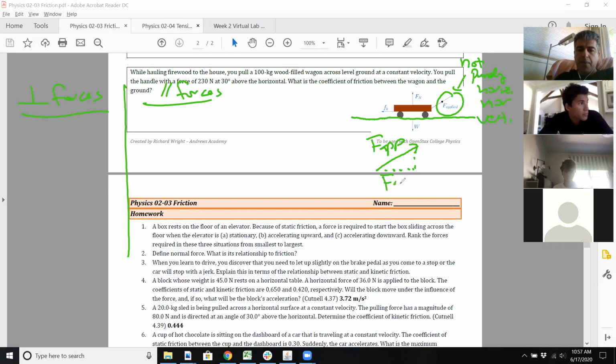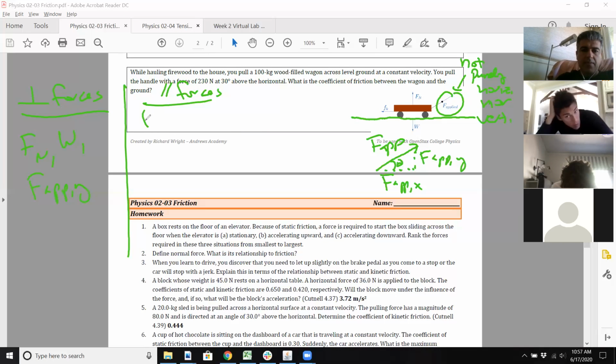So you have to write it like this: F app x, F app y. And this is your angle right here. We'll call it theta. The perpendicular forces are Fn, weight, and F app y. Your parallel forces are little fk and F app x. Directions: that goes to the right, that goes to the left, that points up, that points down, that points up.